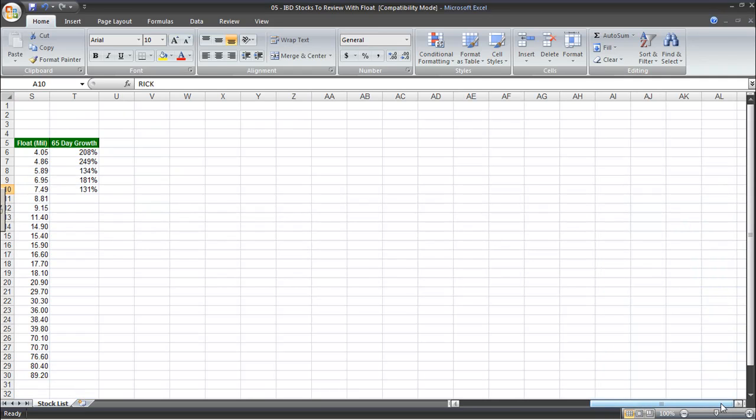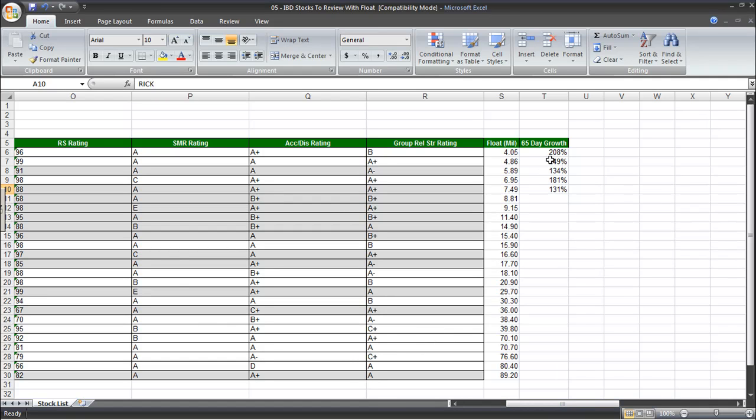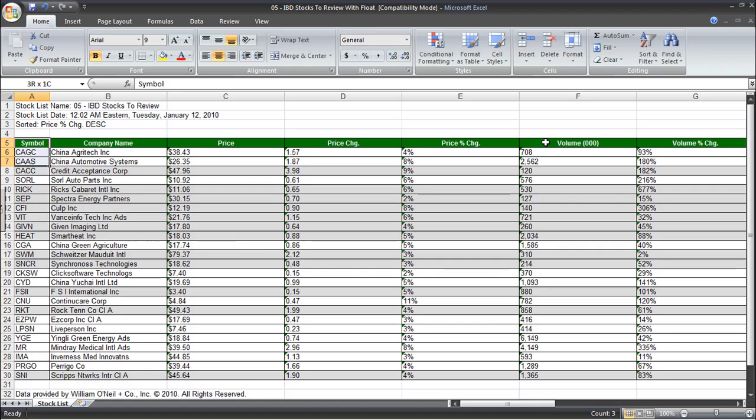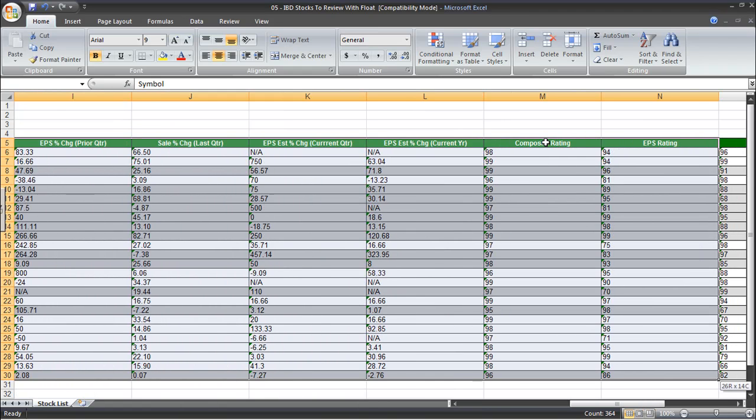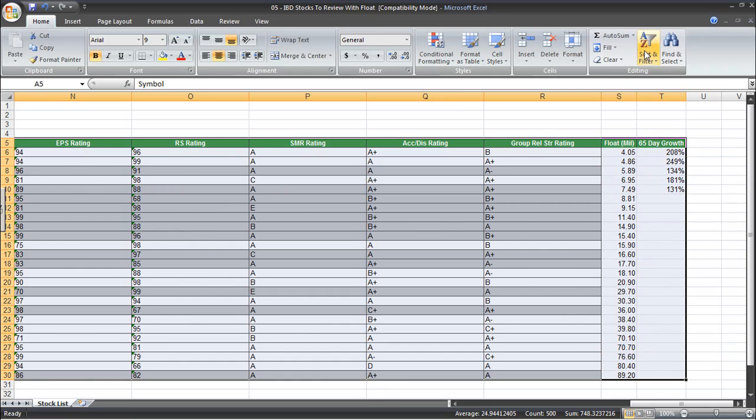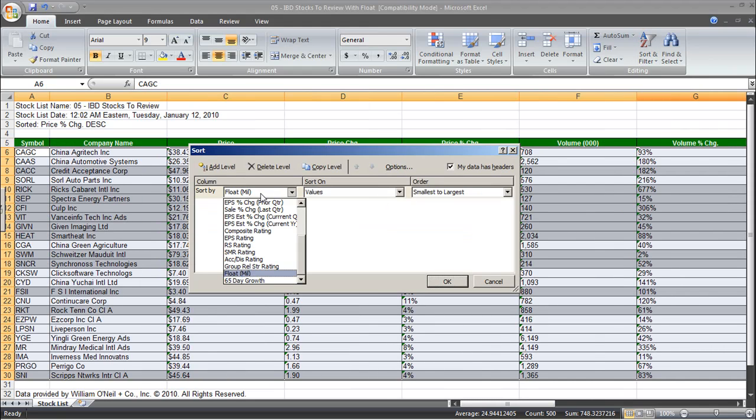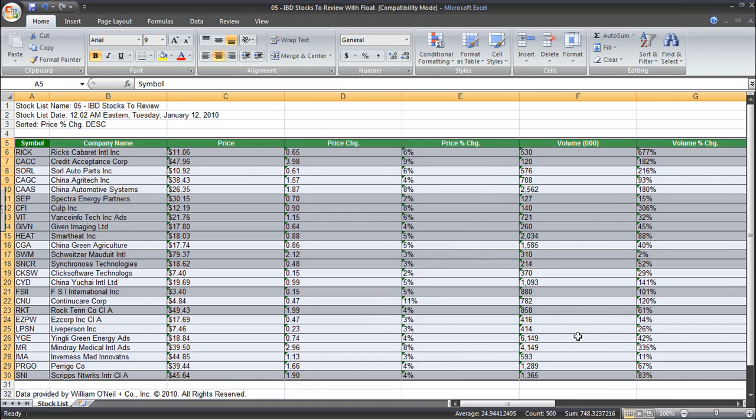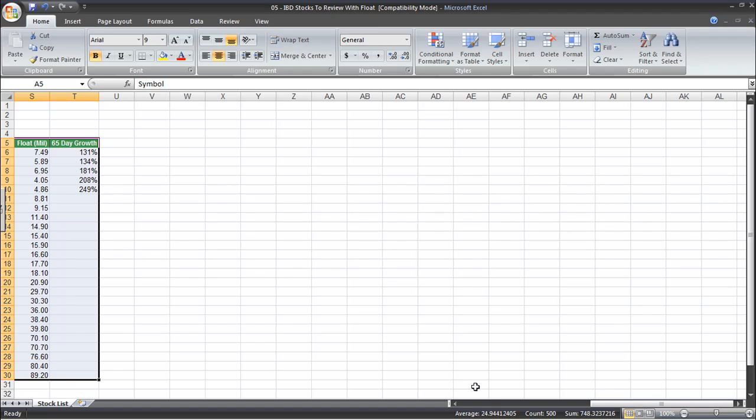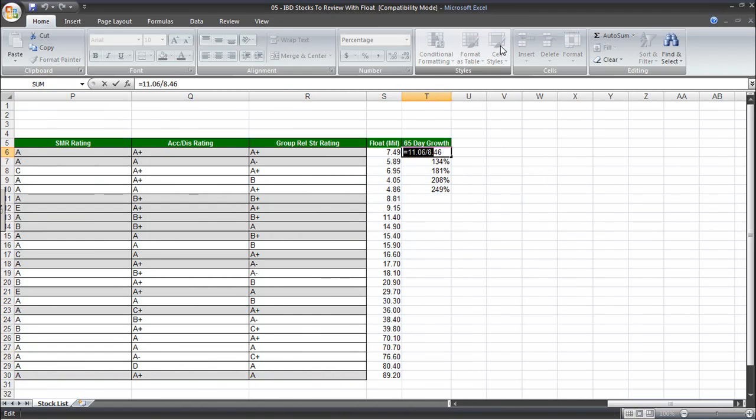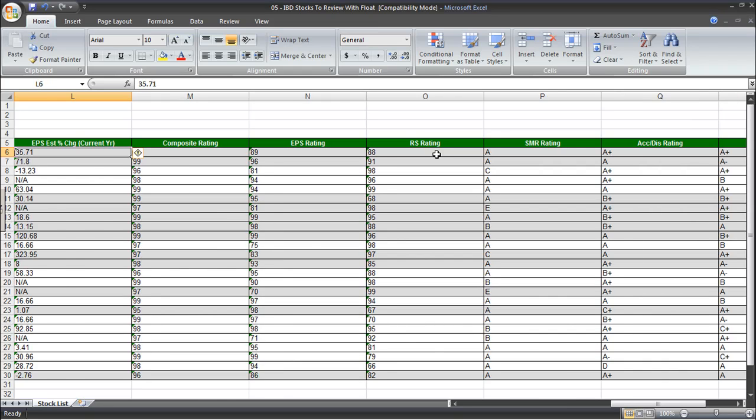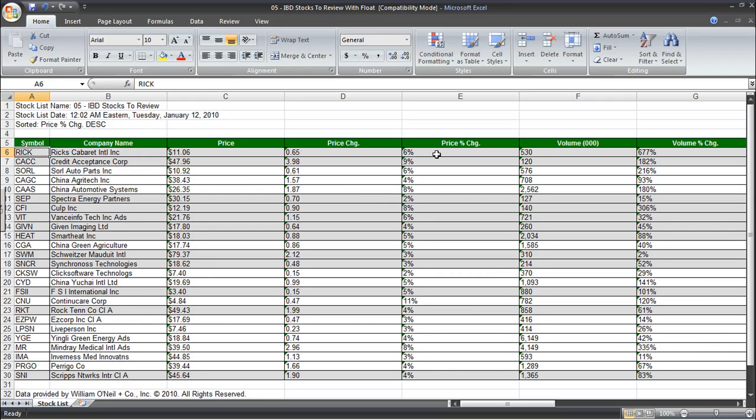So the next step I took was to put in the 65-day growth rate. And what they say to do after you do that is to organize it so that whichever has the lowest growth is first. So if I do a sort like I did before, custom sort, and this time we're going to do it on the 65-day growth from the smallest to the largest, then we're going to find that the number 1 stock is this one, which is Rick's Cabaret.